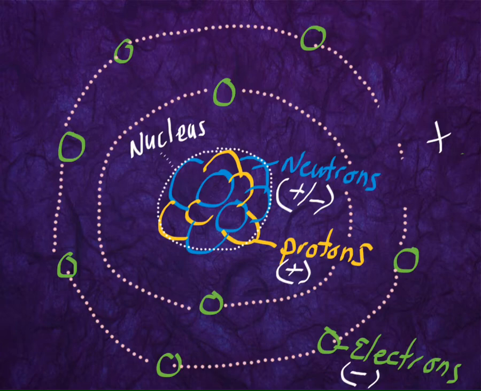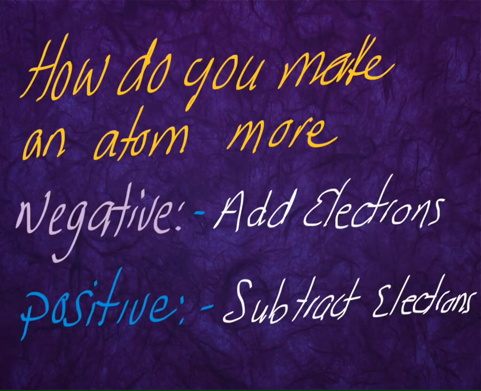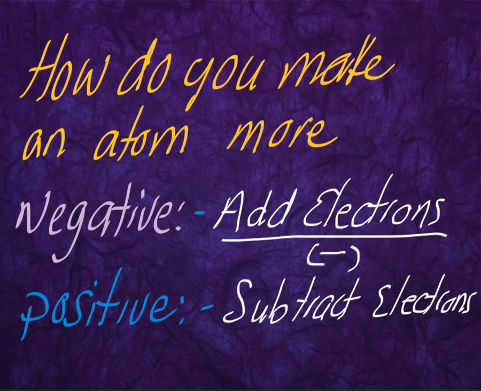So I'm going to just spell that out real quick. This is very important that you understand. If you want to make an atom more negative, you need to add electrons. Why? Because electrons are negative. And if you want to make it more positive, you have to subtract electrons. So if you're subtracting a negative, then you're going to have an overall positive charge.